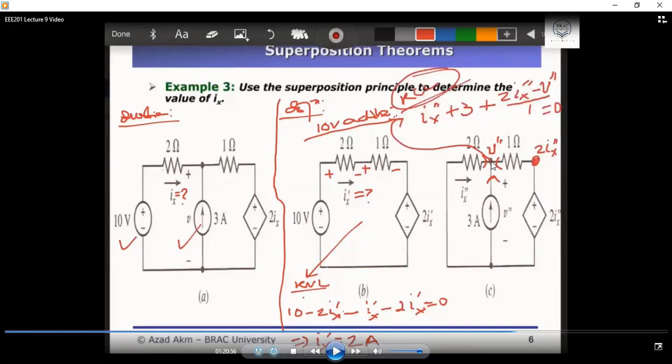What is the voltage at this point? Consider the voltage across the current source. What is that? V double prime. So you assume V double prime. So 2 Ix double prime minus V double prime divided by 1 is the current, equal to 0. Then it will be easy. Now you are clear about the KCL over here. Do you get it? Are you clear or do you still have a question? Please tell me.